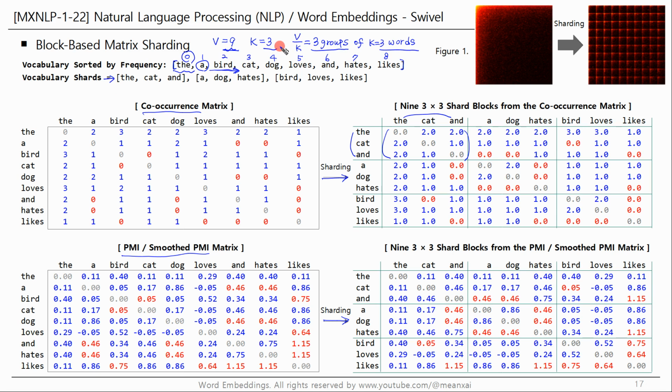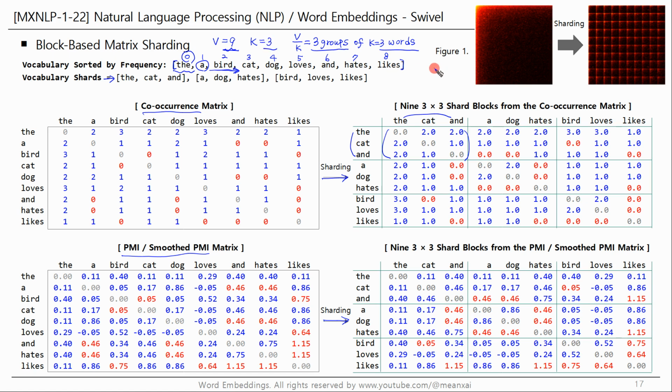This is not strictly required, but it makes the sharding process simpler and helps keep the shard blocks the same size. If V is not evenly divisible by K, the last group may contain fewer words, or we can use padding to make the blocks the same size. This adds some extra implementation complexity and computation. So when possible, it's convenient to choose V and K so that V is evenly divisible by K.